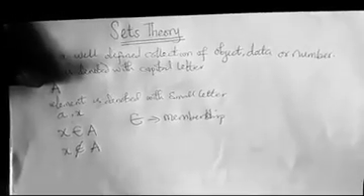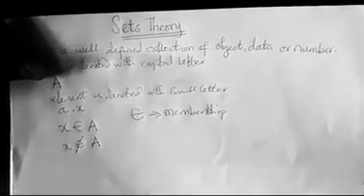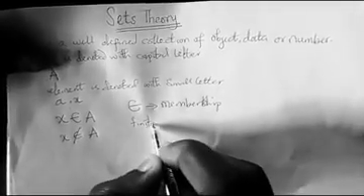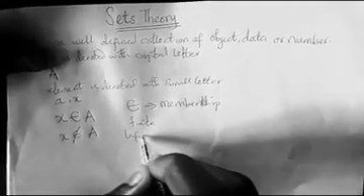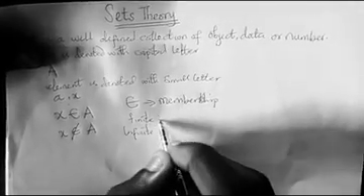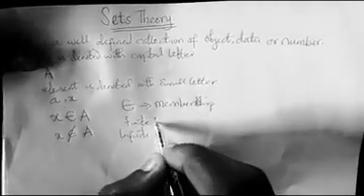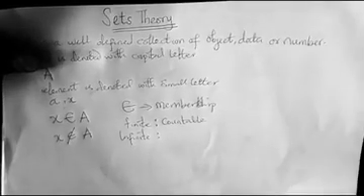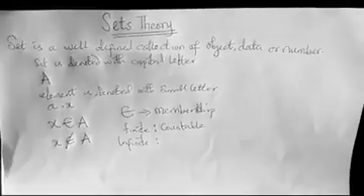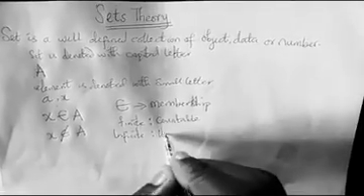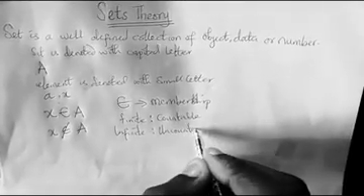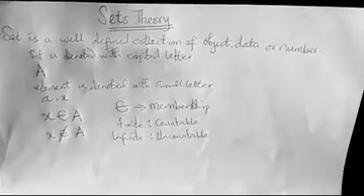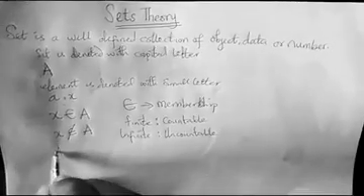Now the next thing you also have to know about sets is finite and infinite sets. A finite set means the number of elements is countable. So if the number of elements is countable, then we say the set is finite. If the number of elements is uncountable, then we say the set is what? Infinite. So for example, let's say I have a set A.